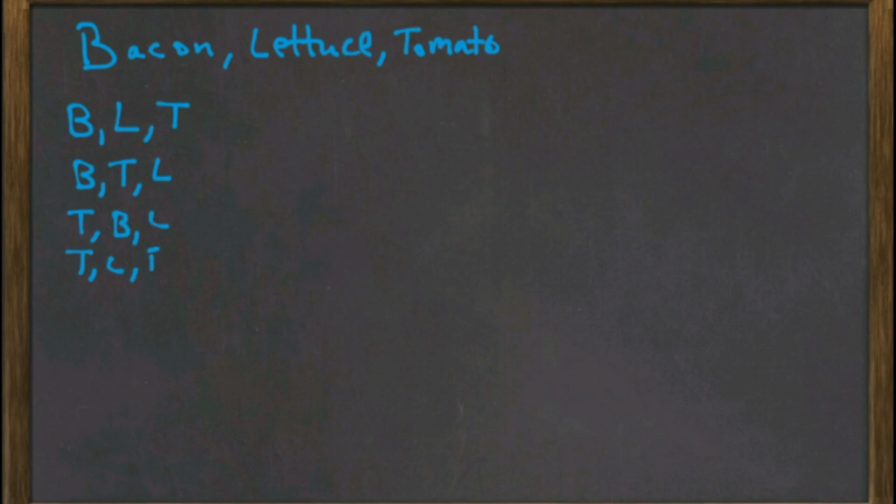Okay, and that leaves us with two options, right? TLB. And lastly, we could put lettuce on the bottom: lettuce, tomato, and bacon, or lettuce, bacon, and tomato. Okay, and those are the various options that we have. Now, it's not too cumbersome to write them all out when we only have 3 items, but as we'll see, it's going to get quite large quite quickly when we add more ingredients.